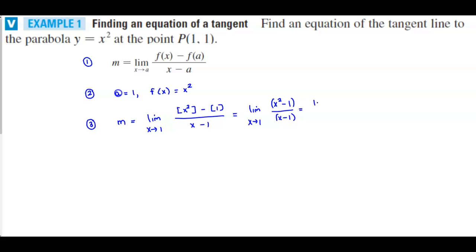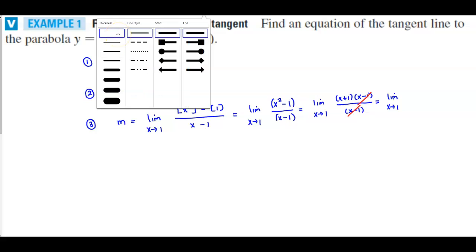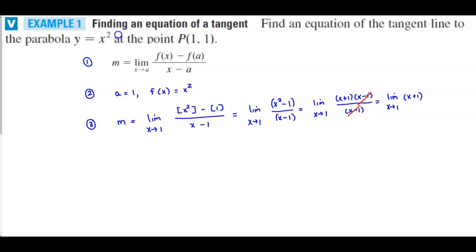And so we can then factor the numerator to get x plus 1 times x minus 1 over x minus 1. Now we end up getting the limit as x approaches 1, and we can simplify the x minus 1. So we have x plus 1. Now when we evaluate the limit at 1, we get 1 plus 1, which is equal to 2. So now we've determined that the slope is 2 from finding the limit.